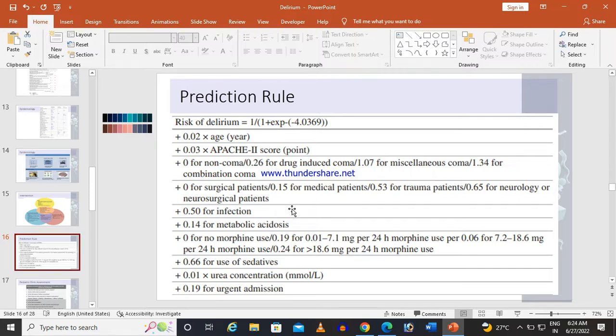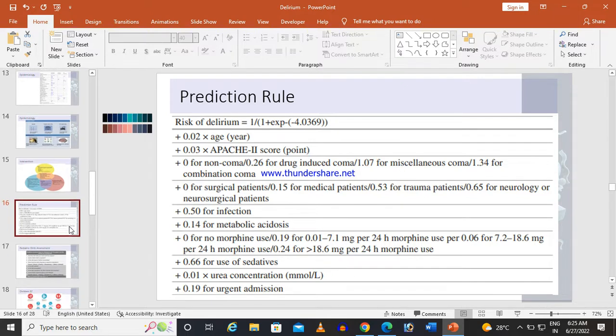There are several prediction rules. Here I have represented one particular prediction rule where the risk of delirium is calculated using this formula, which is 1 by 1 plus exponential e to the power minus 4.0369 plus 0.02 into age plus 0.03 into this. Apache 2 is also a sedation scale. So based on that, after several regression interpolations, this formula was achieved.